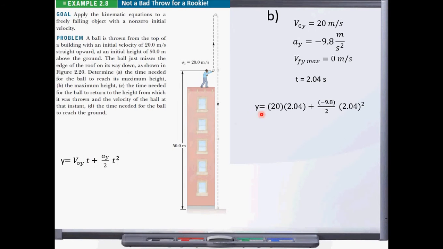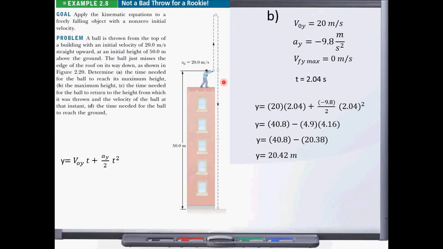Okay, so the only thing that you have to do is replace values here. Replacing the initial velocity, 20, the time, 2.04, the acceleration, minus 9.8, and the time, 2.04 again, but it's squared this time. Okay, and you're going to have something like this, 20 multiplied by 2.04, 40.8. Minus 9.8 divided by 2, minus 4.9, and as you can see, I am placing this minus over here, and 2.04 squared is 4.16. Multiply these two, and you get 20.38, sorry, and then 40.8 minus 20.38, you're going to have 20.42 meters.